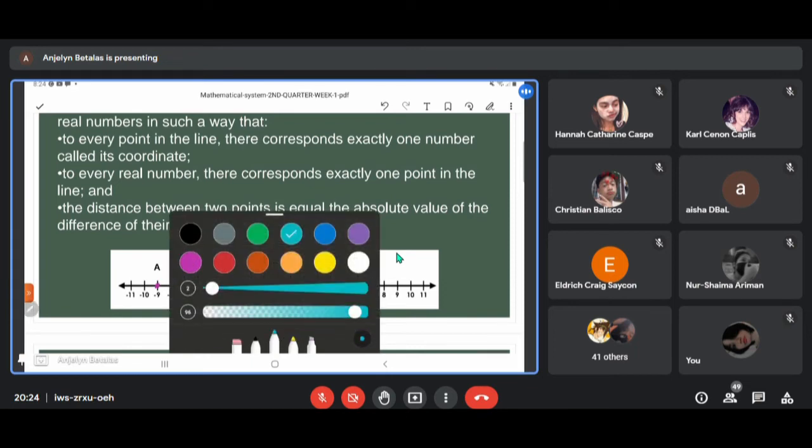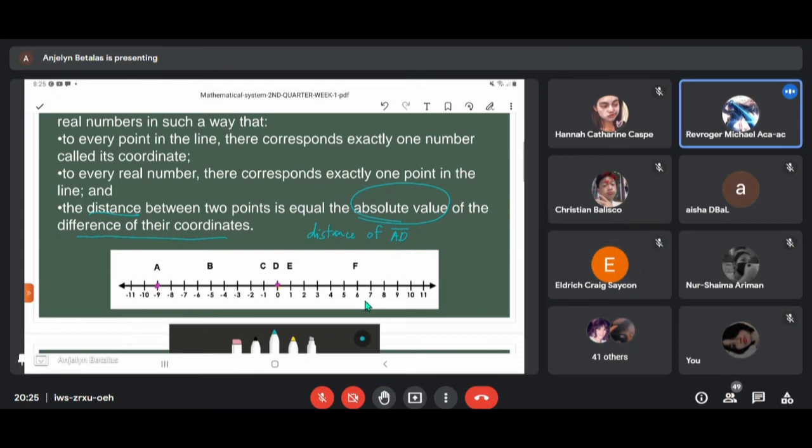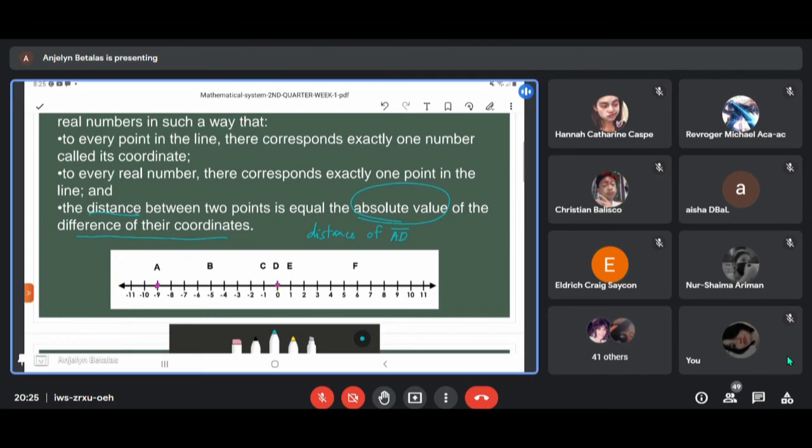So the distance is equal to the absolute value of the difference of their coordinates. For example, what is the distance of A and D? Or segment AD. Negative 9. Okay. Say the distance from Iligan to Cagayan is negative 9 kilometers. Is that right? No, ma'am. What is wrong? The negative. Okay, because we are talking about distance, it should be positive.